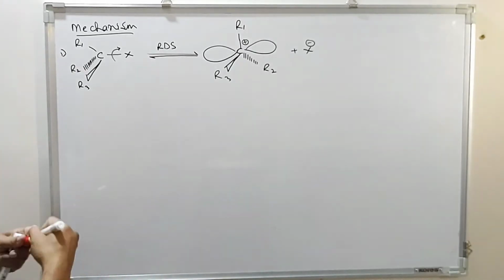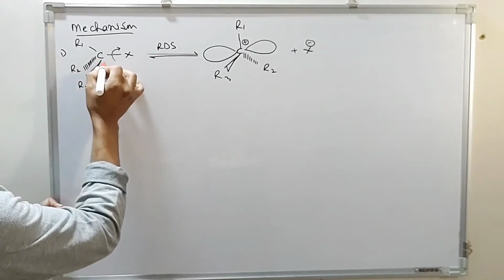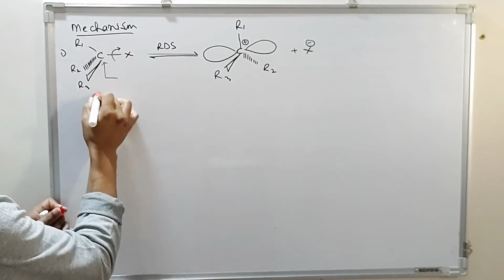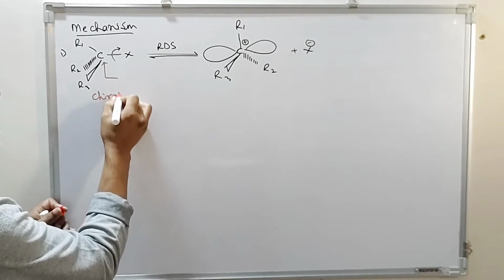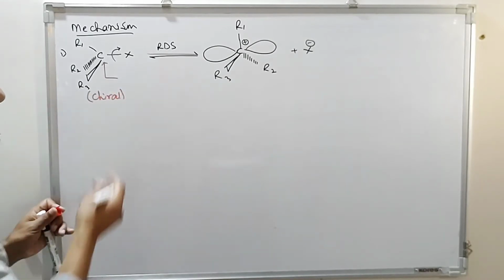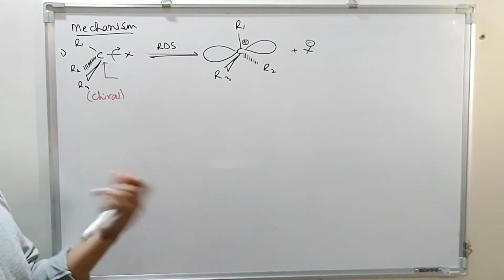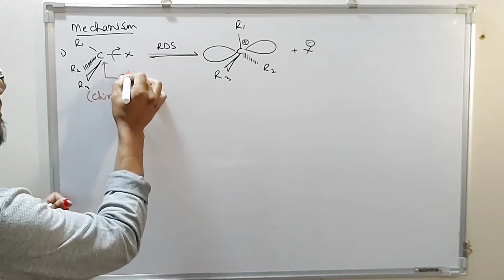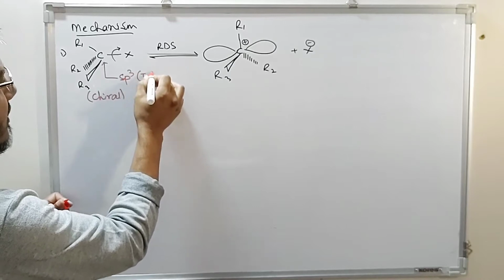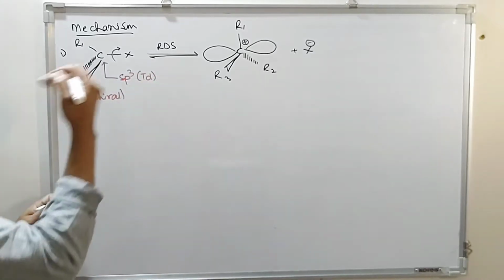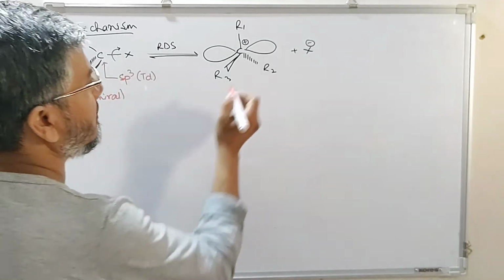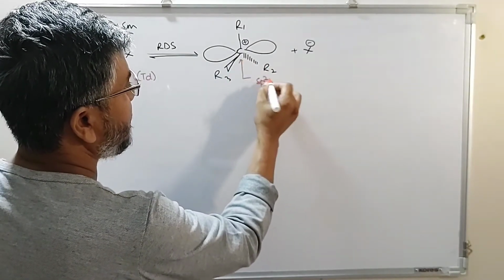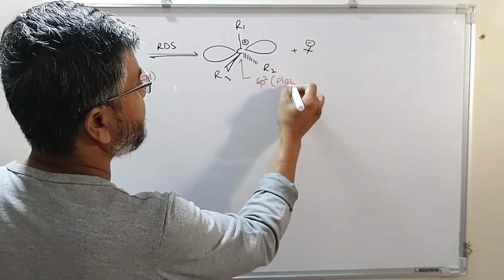Now look at this starting alkyl halide. Suppose this is chiral, we are assuming that this is chiral, so this can be the D form or this may be the L form. So this carbon is sp3 and tetrahedral. Now after this breaking of the C-X bond, this carbon is sp2 and planar.